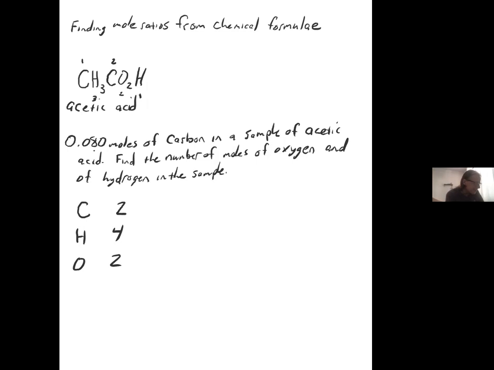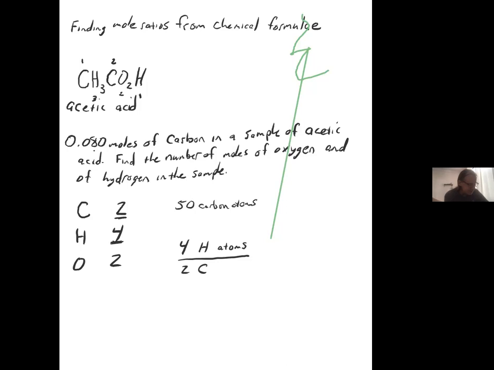So for example, if I said that the sample had, let's say, 50 carbon atoms. The number of hydrogen atoms is 4 to 2 is the ratio, right? So it's four hydrogen atoms for every two carbon atoms. That's the ratio, right? Every time you have two carbons, you have four hydrogens. Okay. The same is true for moles, because a mole is just 6 × 10²³.